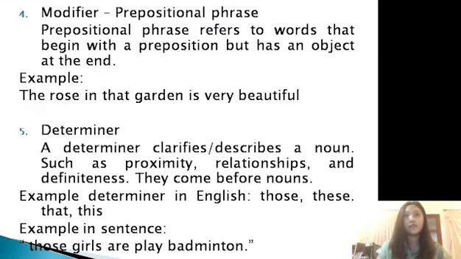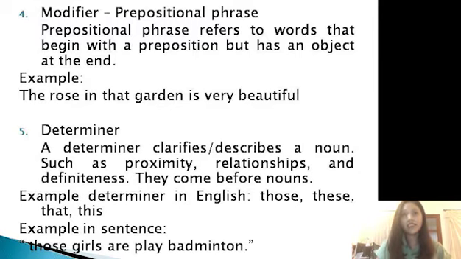Okay, the fourth part is modifier as prepositional phrase. A prepositional phrase refers to words that begin with a preposition and have an object at the end. For example, "The rose in that garden is very beautiful." The prepositional phrase in the sentence is in that garden. It gives detail about the location of the rose and also modifies rose.